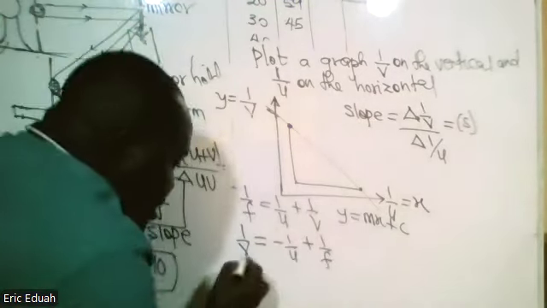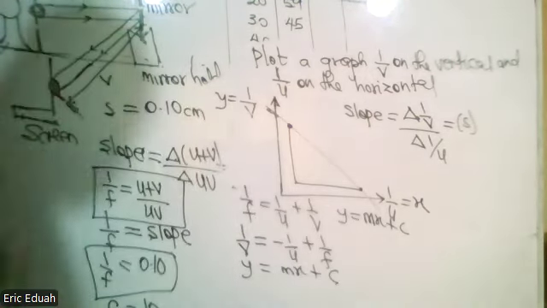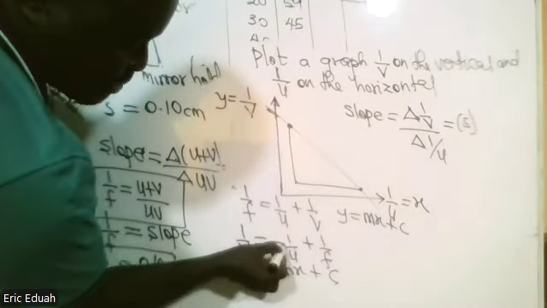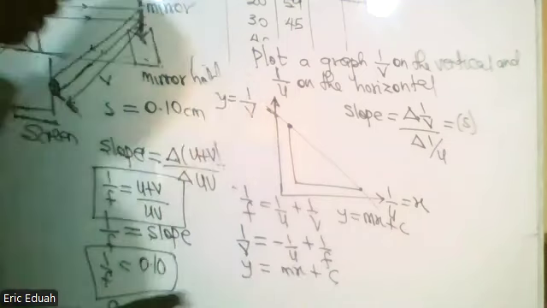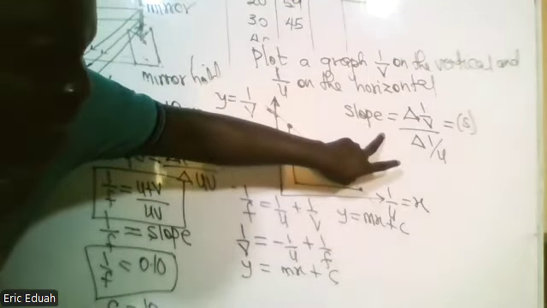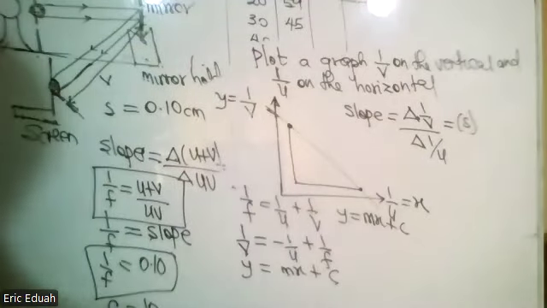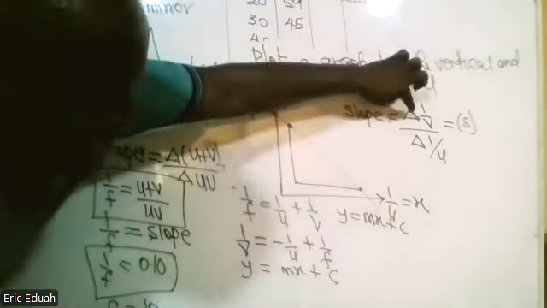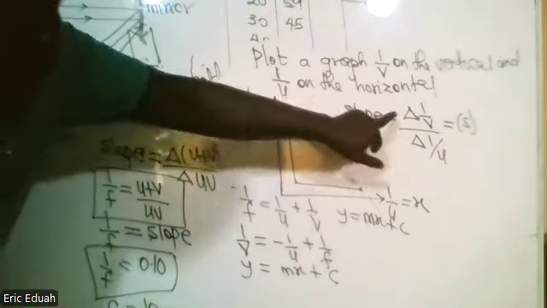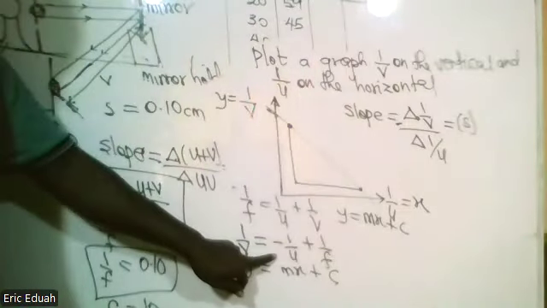When you compare this equation to Y is equal to MX plus C, it means that our gradient must be equal to negative 1, because X is equal to 1 over U. And so the slope, as we calculated here, is close to negative 1. So when you understand this, you can predict what you must have as your values. Slope must be equal to something close to negative 1 from the theory.